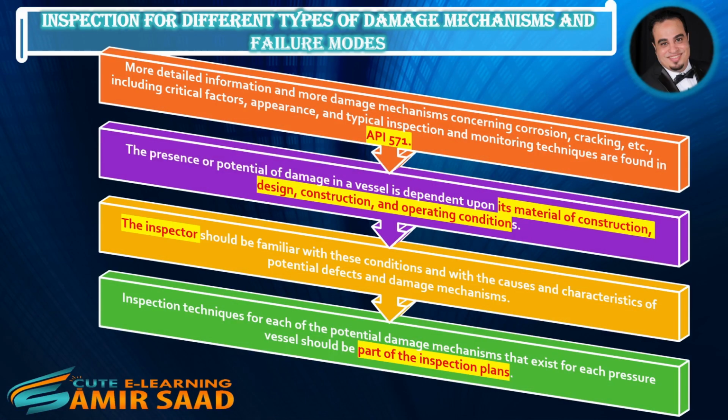More detailed information and more damage mechanisms concerning corrosion, cracking, etc., including critical factors, appearance, and typical inspection and monitoring techniques are found in API 571. The presence or potential of damage in a vessel is dependent upon its material of construction, design, construction, and operating conditions. The inspector should be familiar with these conditions and with the causes and characteristics of potential defects and damage mechanisms. Inspection techniques for each of the potential damage mechanisms that exist for each pressure vessel should be part of the inspection plans.